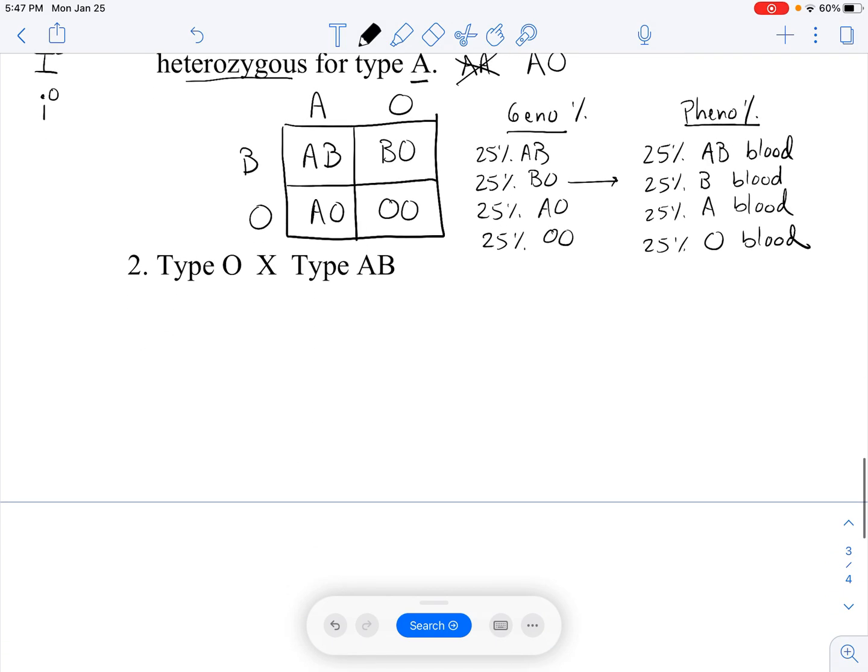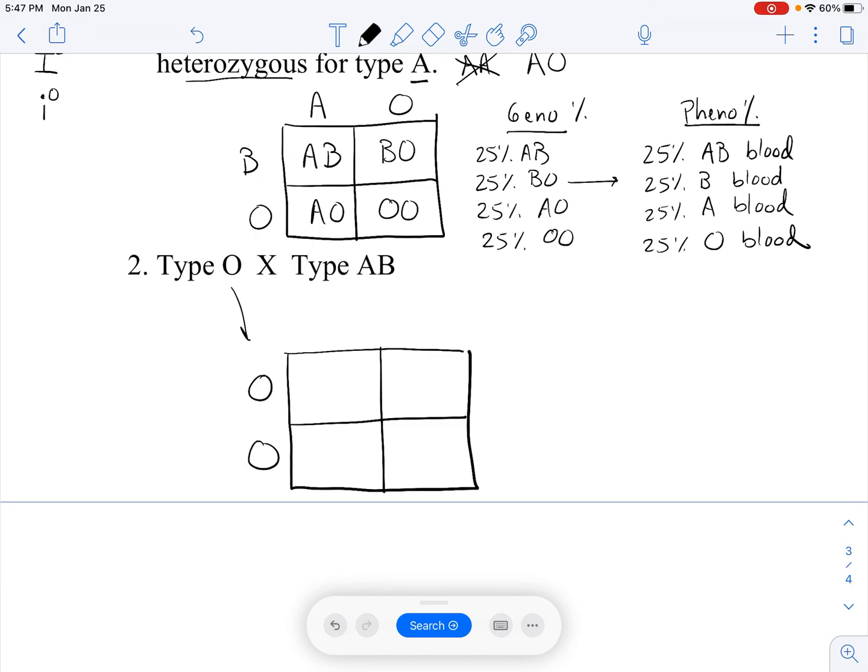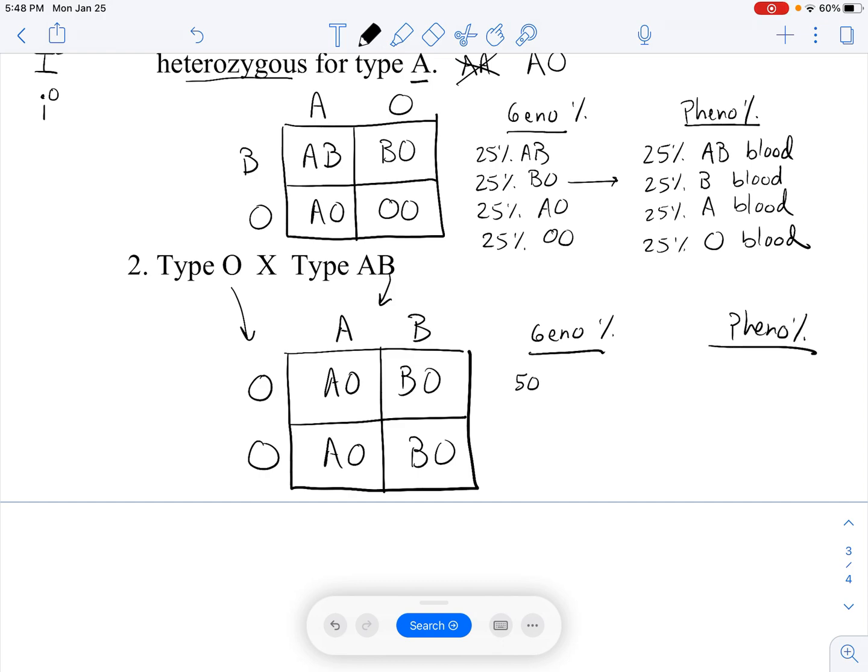Let's do our last problem here and then we'll be done. So let's cross somebody who has O blood with somebody who has AB blood. If they have O blood, they have 2 O's, and if they have AB blood, they're an A and a B. So AO, AO, BO, BO, geno and pheno percents. So we've got 50% AO, 50% BO, and our phenotypes are going to be 50% A blood and 50% B blood.